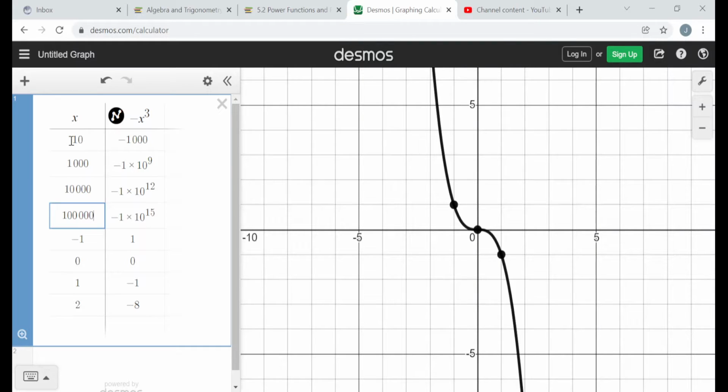Now if I just change all these to negatives, well, let's just delete all this stuff. We'll re-enter some values.